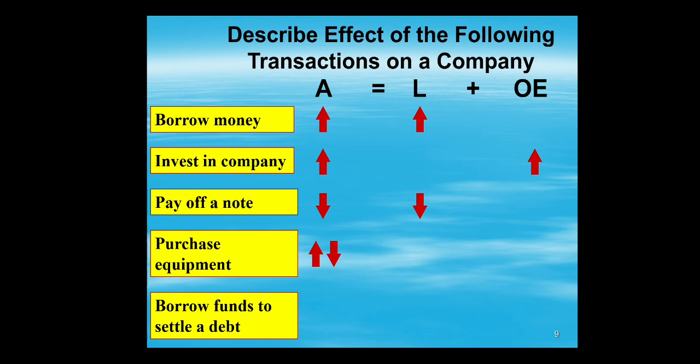Let's say the transaction is like this. A business borrows funds to settle a debt. This does not always happen, but it can happen. Let's say a business has a debt of $10,000. The business actually has to pay it this month, but the business has no cash to pay that debt.